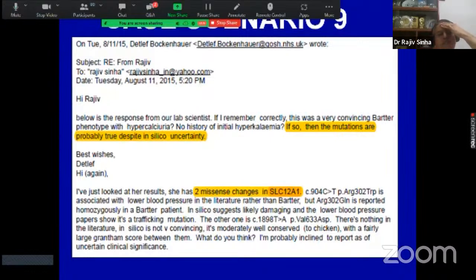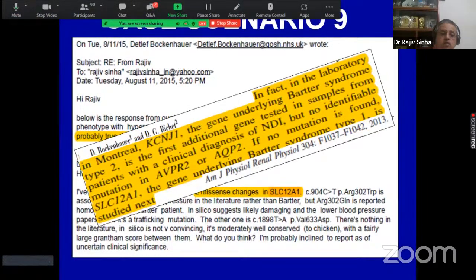So I contacted my guru, Dr. Detlef Bockenhauer, and he did a genetic mutation analysis, and it turned out to be Bartter. In fact, what he said is that in Montreal, which is the mecca for NDI, if you are not finding a mutation in the vasopressin or the aquaporin gene, then the next genes that they look for are the Bartter genes KCNJ1 followed by SLC12A1. Both our child as well as the one described by the previous speaker had a mutation in SLC12A.